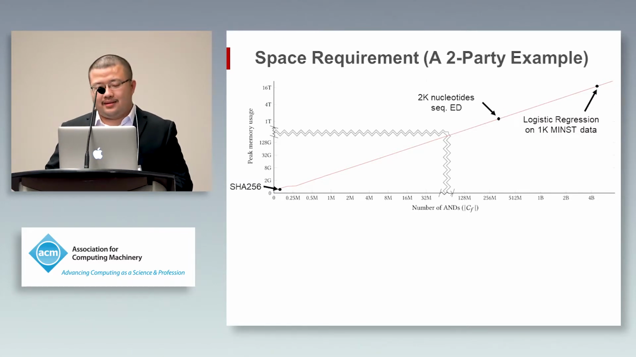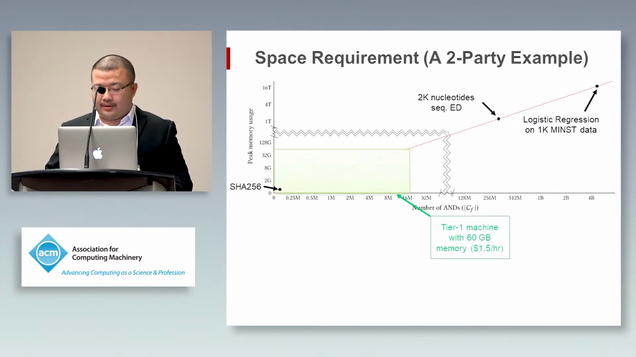They can't. The space requirement is too high. In constant-round protocols, memory demand is huge for relatively large applications. For example, logistic regression takes as much as 16 terabytes to execute in the two-party setting. Even computing the edit distance of two DNA sequences has a memory demand of 1 terabyte.